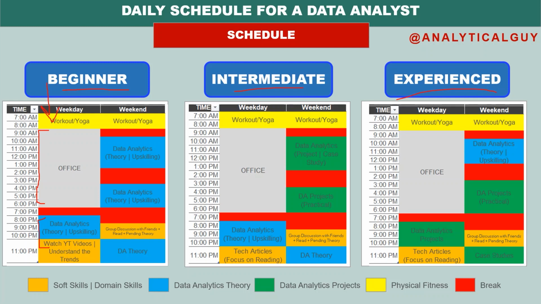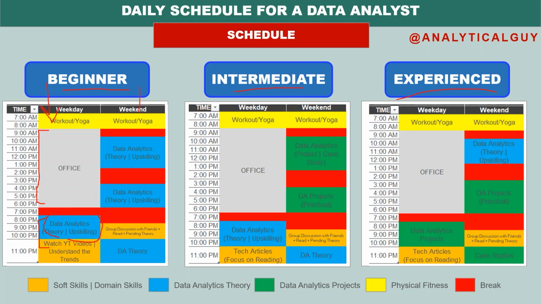And after 10 p.m. you can watch some videos on SQL or whatever you studied from 8 to 10 p.m., right? You can watch the videos, you can understand the trends as well. So this is how you should work out your day, right? Once your time is done, you can have a good sleep for at least 7 to 8 hours, right? Once that is done, your day is complete.